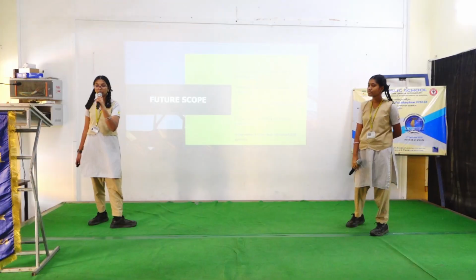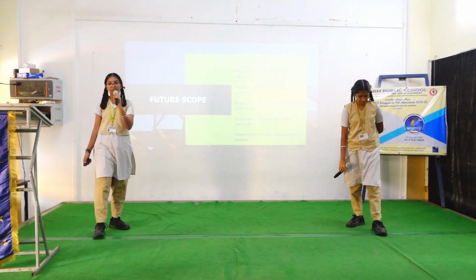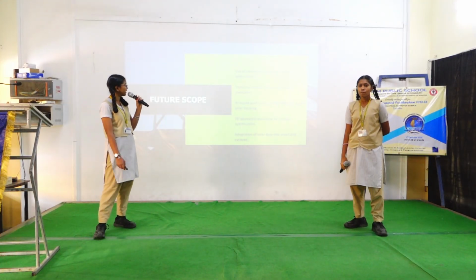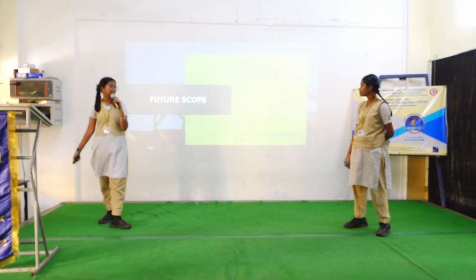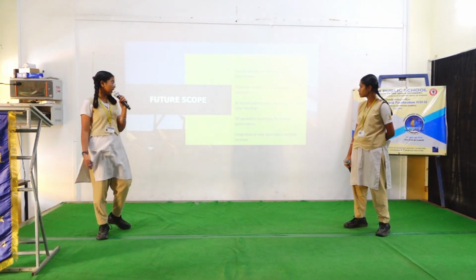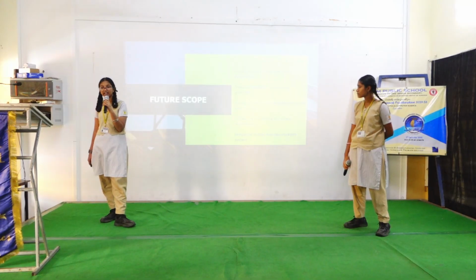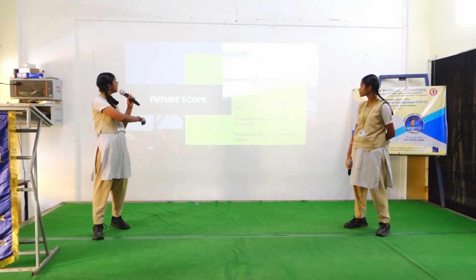The future scope of this study is the use of calculus for real-time energy optimization, AI-based mathematical algorithms for smart solar tracking, and integration of solar data into smart grid systems.